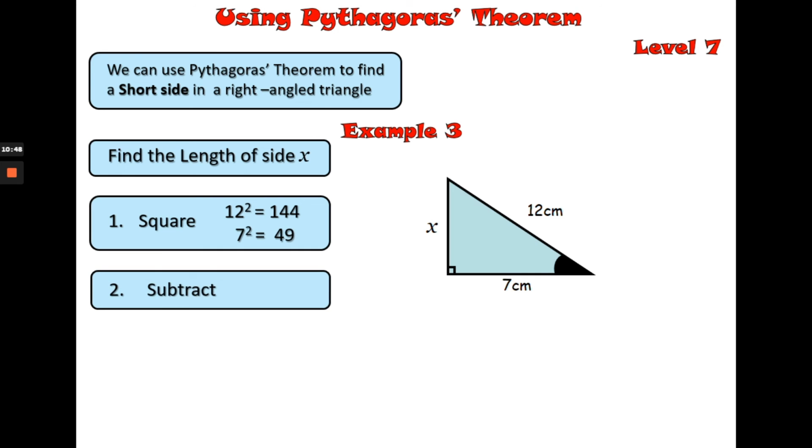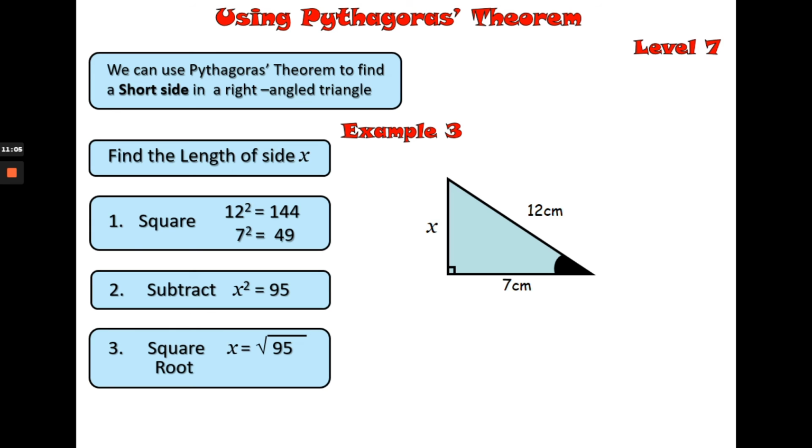But this time, rather than adding the numbers together, we subtract them. So you do the biggest number, take away the smaller number. So it'd be 144, take away 49, which equals 95. We then need the square root of that answer, which will equal 9.7. So it's quite similar, except instead of adding the numbers together, if it's a shorter side, so if it is not the hypotenuse, you subtract.